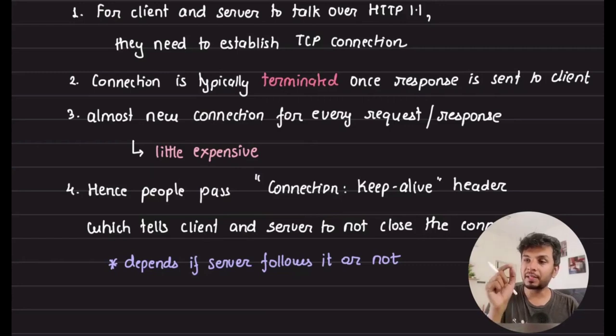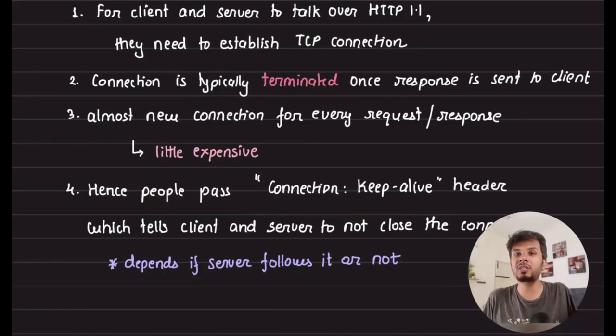Now here what happens is, when you pass this header while making the request, it tells the web server to not terminate the connection unless explicitly asked. So it's up to the server to decide if it wants to terminate or not. When it gets keep-alive, the server does not terminate the connection. Which is what I was saying, that TCP does not enforce a termination of connection.